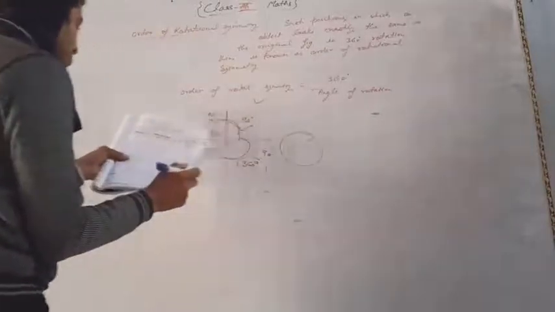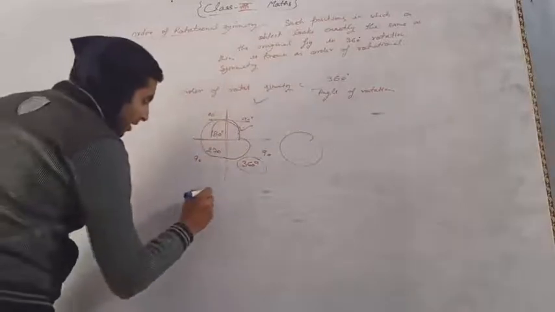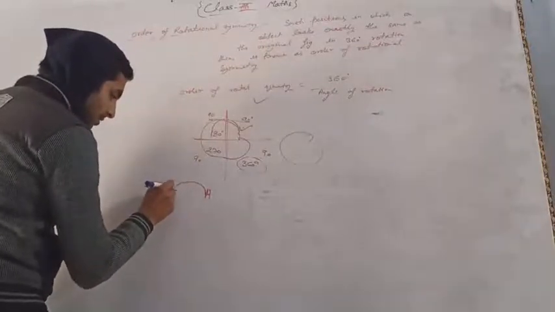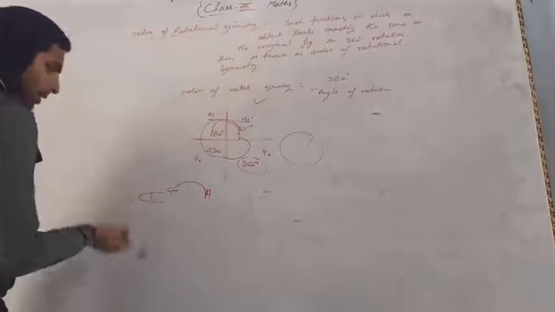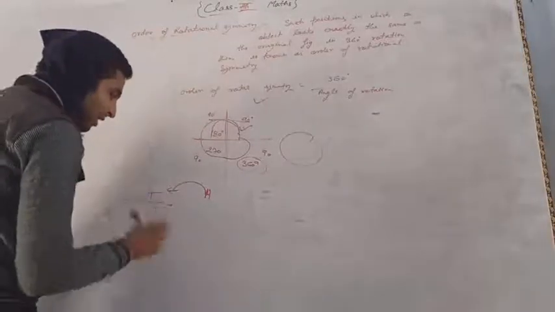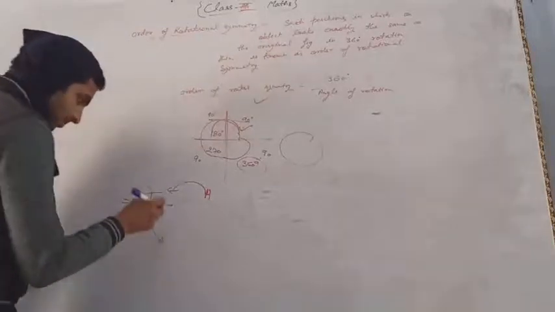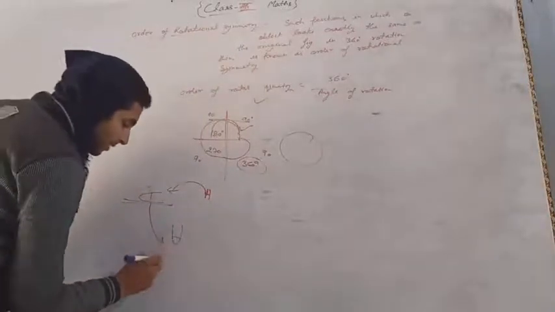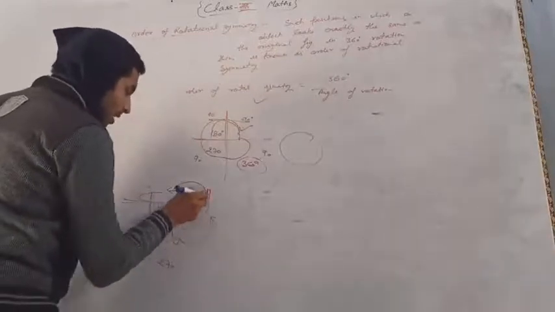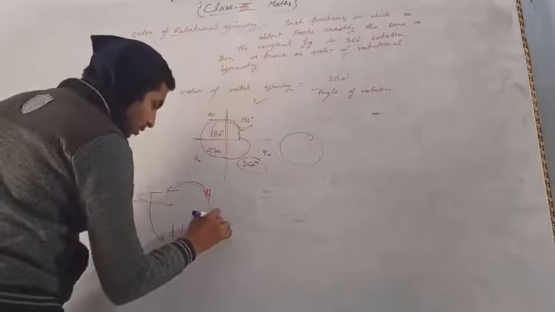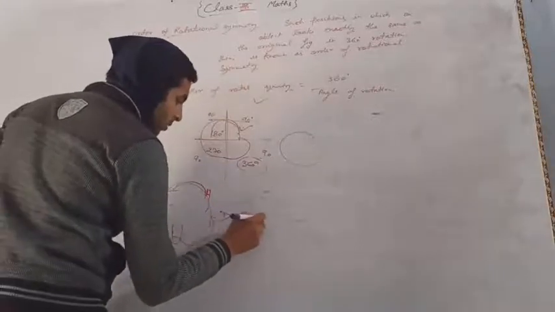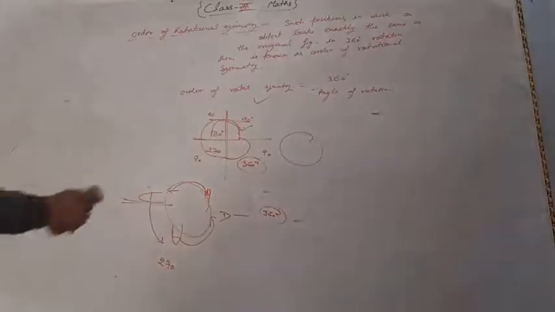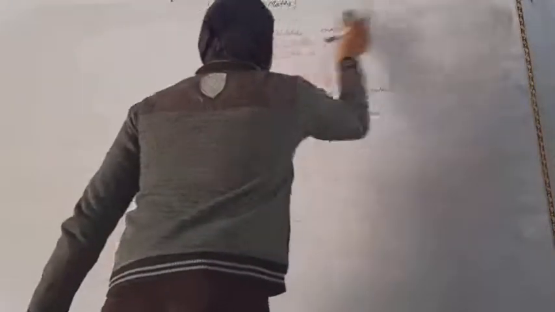As a figure is given, if any figure, say A, is at 90 degrees, and if you change its direction, then 90 plus 90 is equal to 180 degrees, and changing the direction again adds another 90 degrees, becoming 270 degrees. And with a complete rotation, this will be 360 degrees. So the order of rotational symmetry is as given. You have to write this.